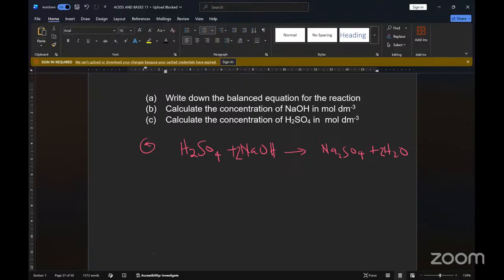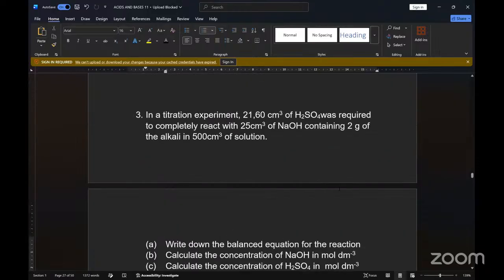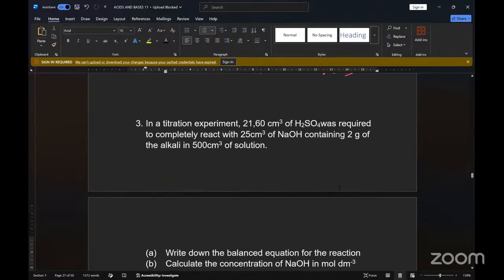That is A. Now we'll come to B. Calculate the concentration of sodium hydroxide in mole per dm cube. So we come here. Now, the sodium hydroxide, you leave this one here. I know this can be a bit confusing. You leave this here and say sodium hydroxide containing this gram of alkali in this, because there are so many volumes, sometimes you can get confused.